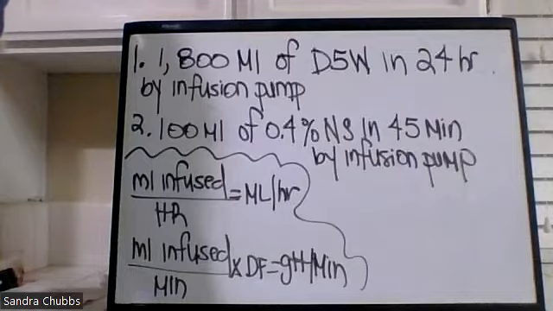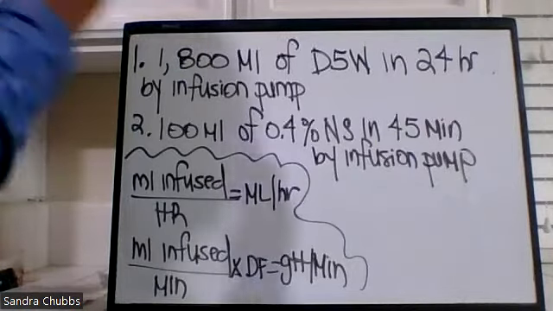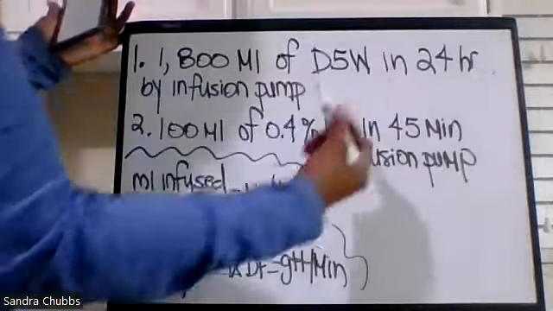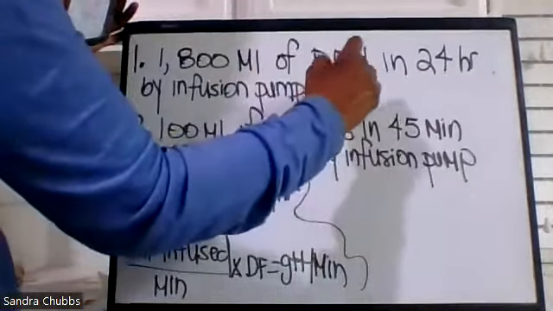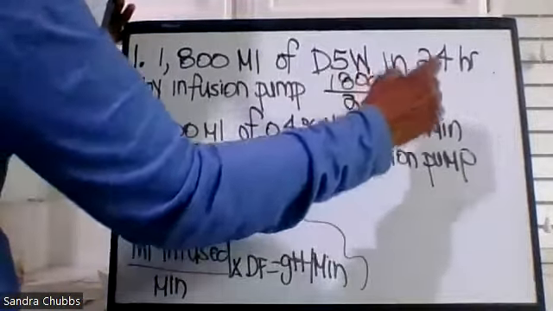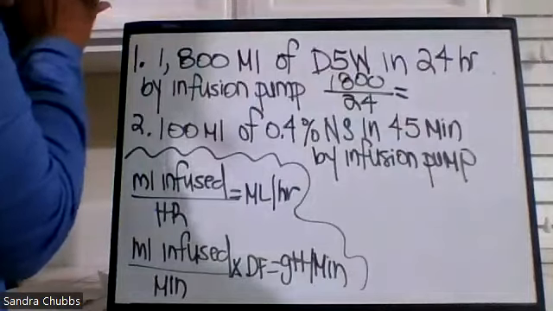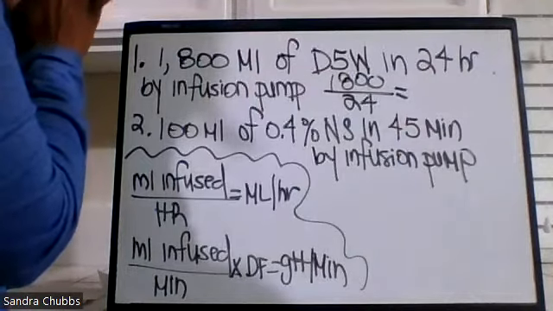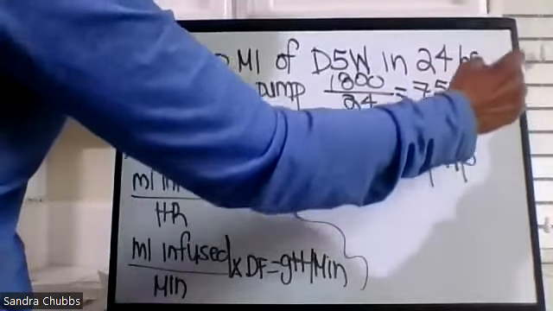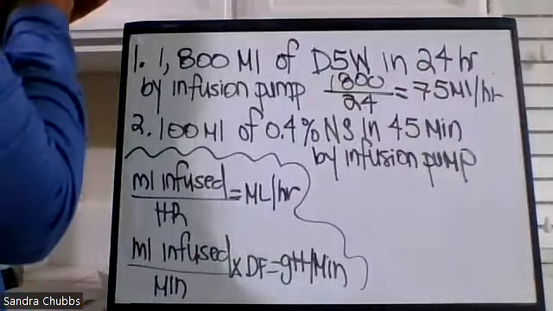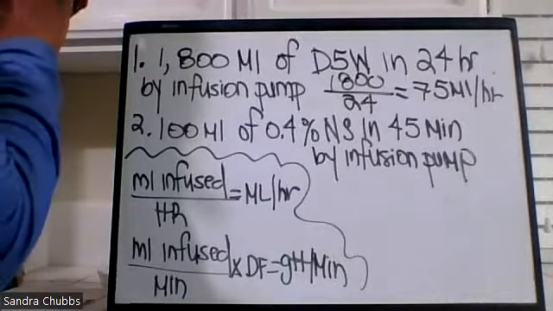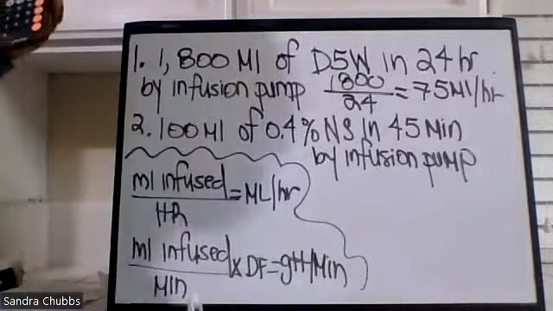All right, so what do we do with that one? There's no conversion needed because according to this formula, it's already in hours, right? So we have our 1,800 milliliters divided by 24 hours. This one is pretty simplistic, and the answer comes out to 75 milliliters per hour. Let's double check the math on that one. Divided by 24, it does give us 75 milliliters per hour.